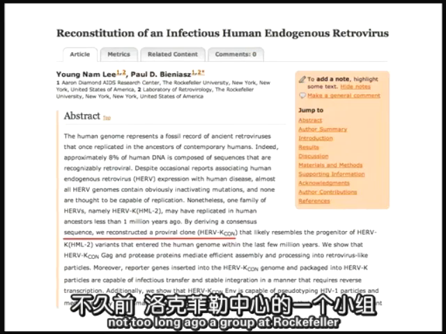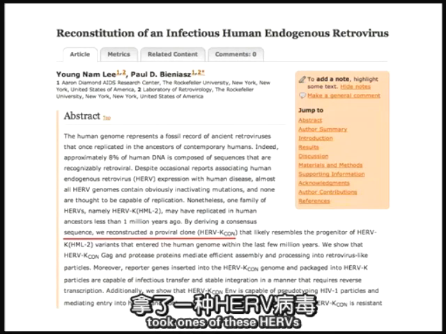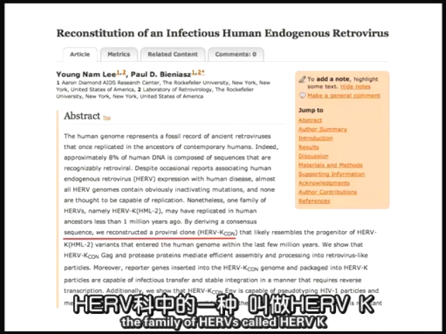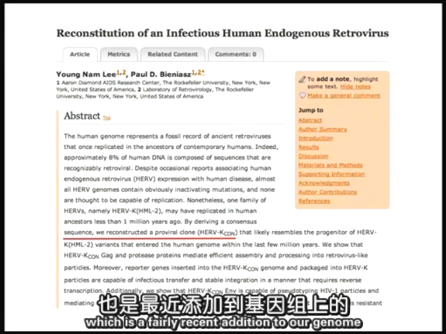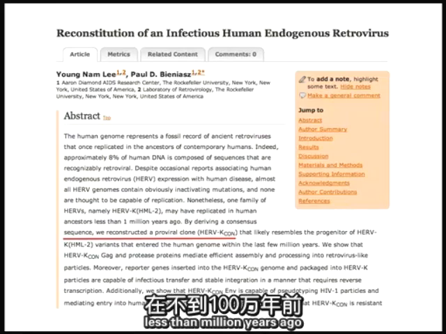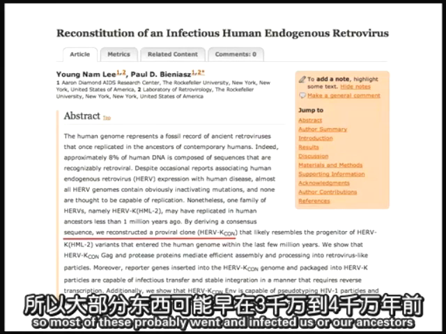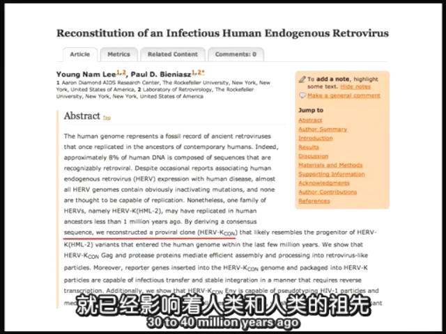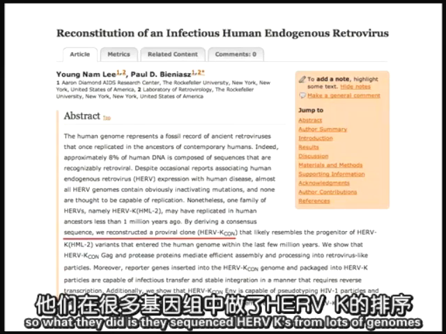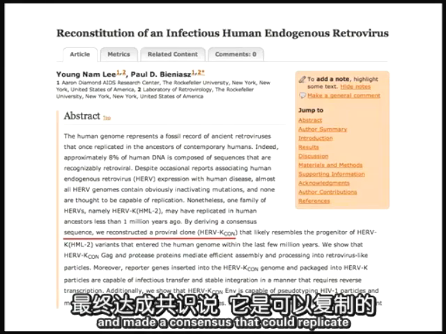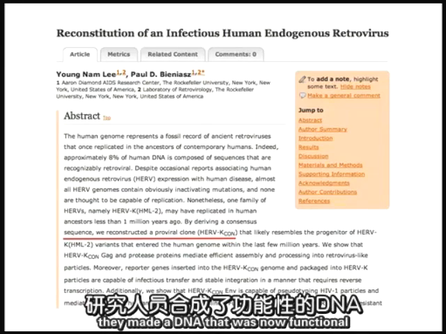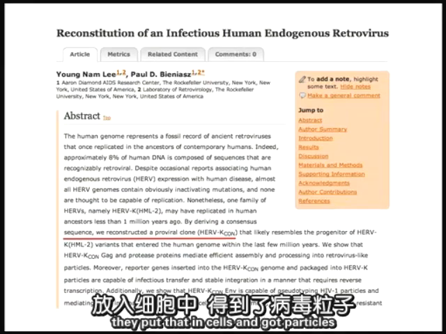Not too long ago, a group at Rockefeller took one of these HERVs. There's a family of HERV called HERV-K, which is a fairly recent addition to our genome, less than 1 million years ago. Most of these probably infected us or our ancestors 30 to 40 million years ago, but this is a recent one. So what they did is they sequenced HERV-Ks from lots of genomes and made a consensus that could replicate. They made a DNA that was now functional. They put that in cells and they got particles.